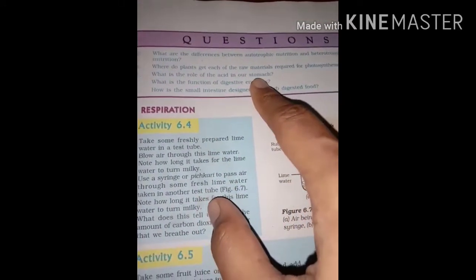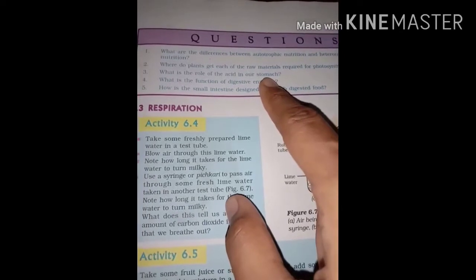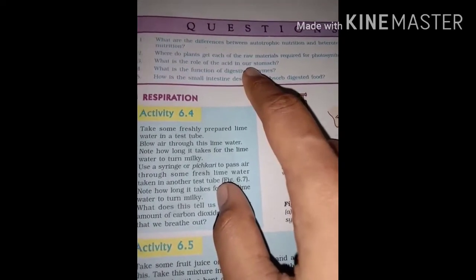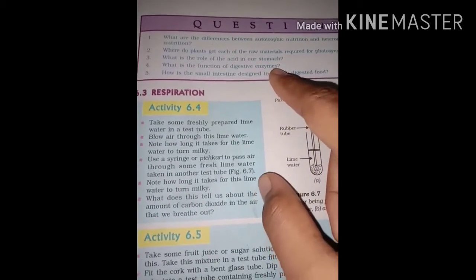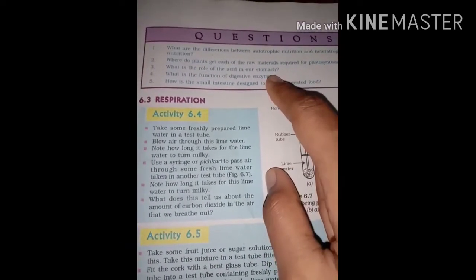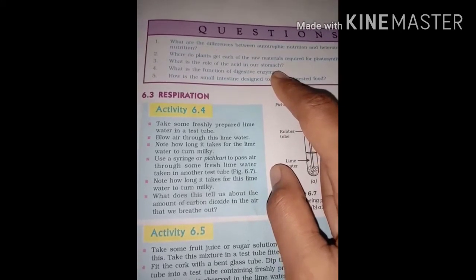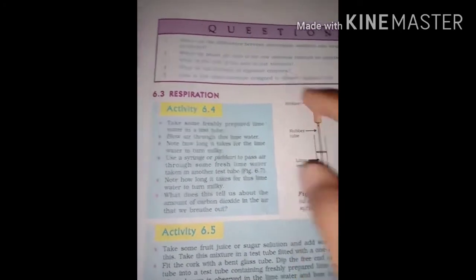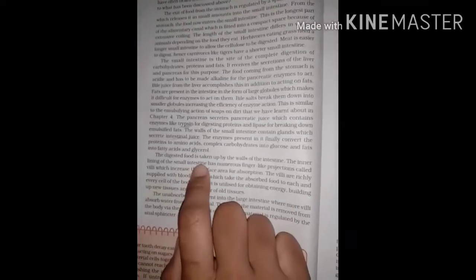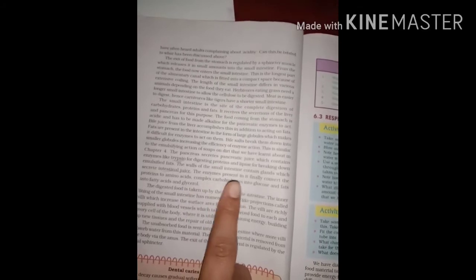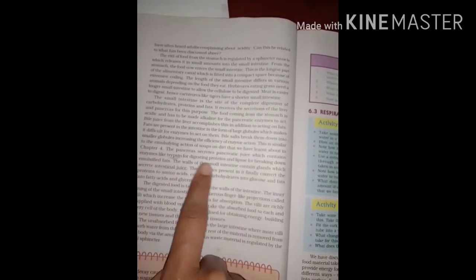Then what is the role of acid in our stomach? This is explained in the first chapter and in this chapter also. It is to kill the bacteria. And then what are the functions of the digestive enzymes? Digestive enzymes also digest. They will break down and convert the fat into, see, it is given here.